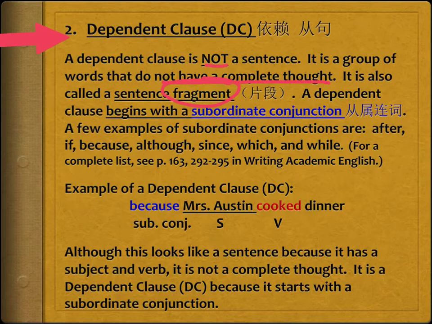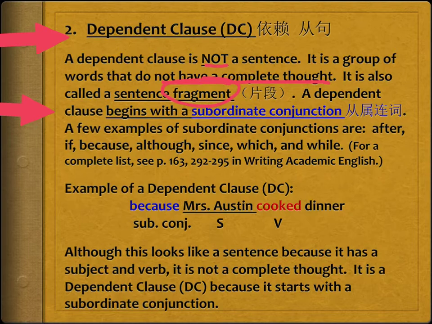A dependent clause begins with a subordinate conjunction. Subordinate means something that depends on something else for its existence. And a dependent clause depends on the independent sentence that it is attached to. It cannot go by itself. The subordinate conjunction, 从属连词, is the word in particular that makes it dependent.